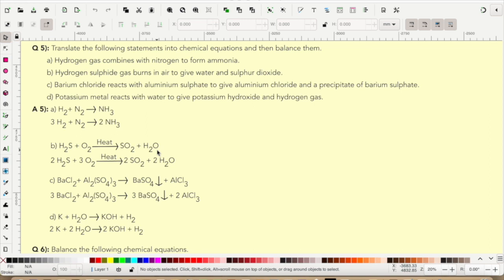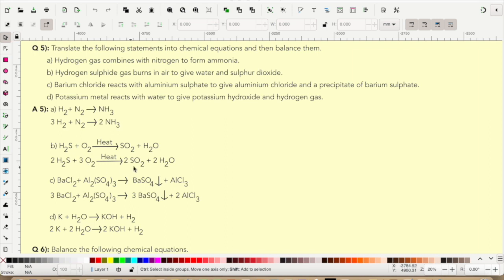So we will take LCM of 2 and 3, that is 6. So we will make 6 oxygen atoms on both the sides. On the left hand side, we will write 3 before O2, and on the right hand side, we will write 2 before SO2 and 2 before H2O. So on the right hand side, there are 2 into 2, 4 plus 2 into 1, 2, that is equal to 6. So total 6 oxygen atoms will be there on the right hand side. So oxygen atoms are balanced.